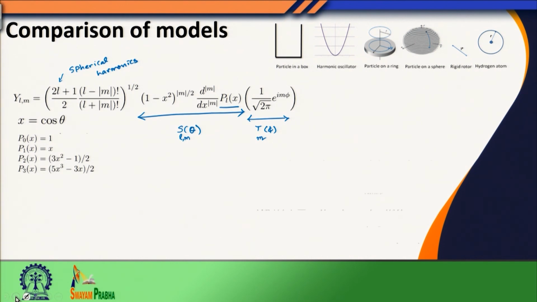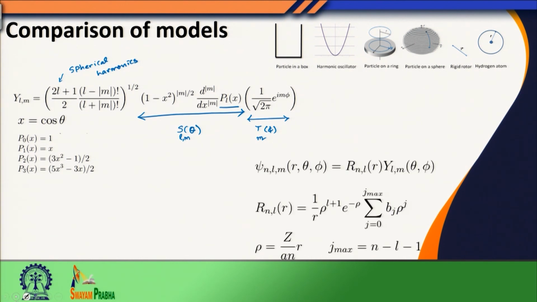or a rigid rotor. Now, when we go to the hydrogen atom, the hydrogen atom problem was the most complex problem that we discussed. The total wave function now would have r, theta and phi dependence, which has two solutions, one the radial part of the solution and the second the angular part. Now, the angular part is simply the spherical harmonics. So, everything that we knew we used that. We were interested mostly in the radial part.